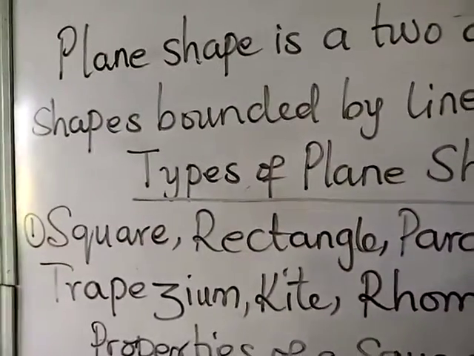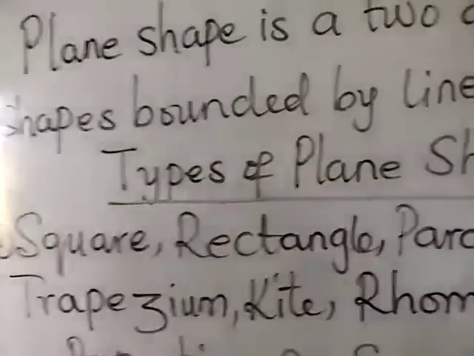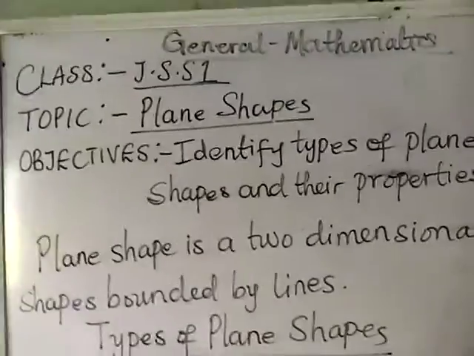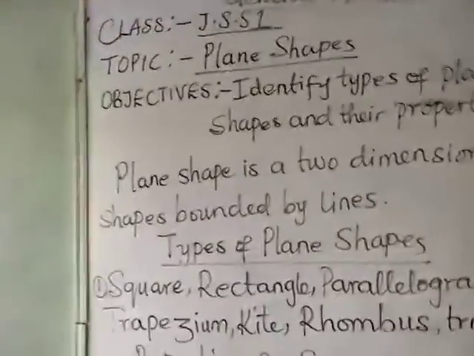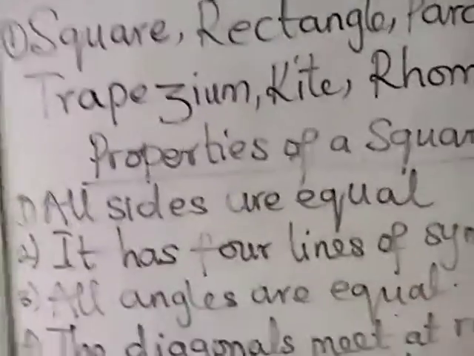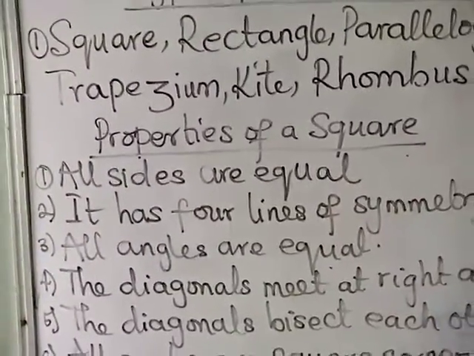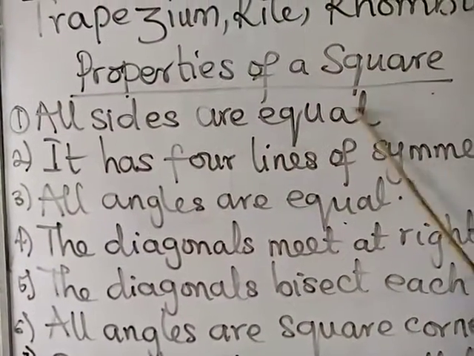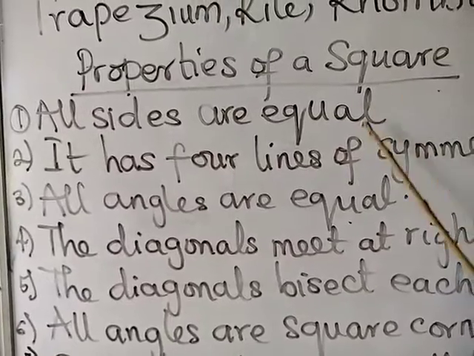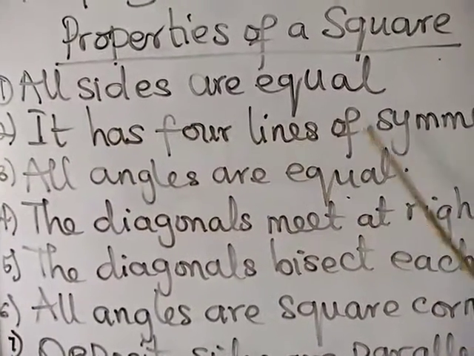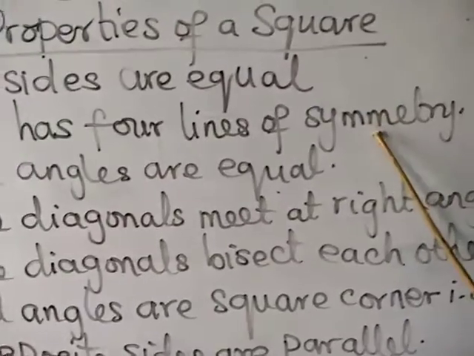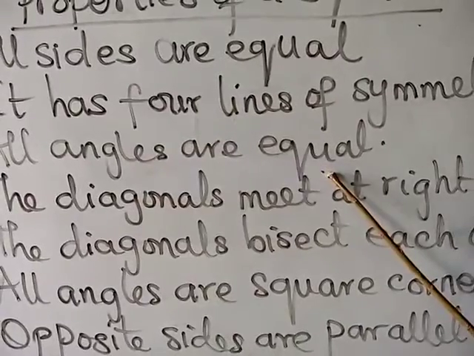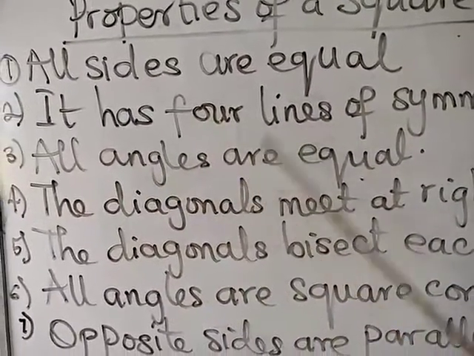Now we are going to discuss square to start with. When we talk about square, we are talking about the properties of a square. First, I will read the properties of a square for us to know before we show how the shape looks like. All sides are equal. It has 4 lines of symmetry. All angles are equal.